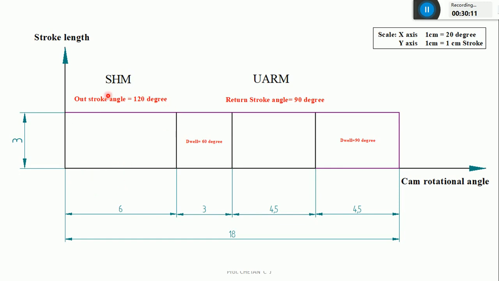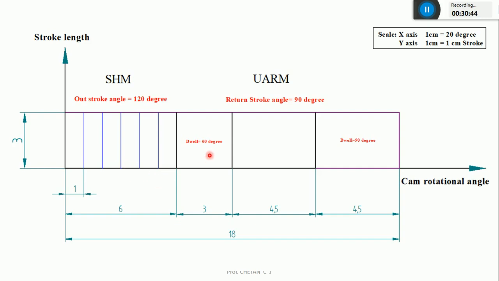to divide this outstroke angle into 6 equal parts. I'll divide this 6 centimeter, which corresponds to the outstroke angle, into 6 equal parts. So 6 divided by 6, each division becomes 1 centimeter.